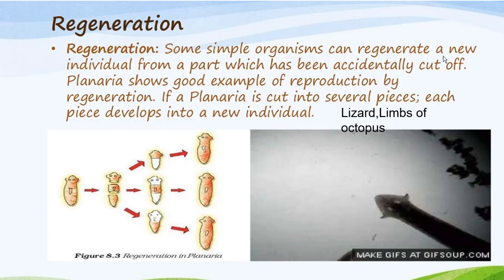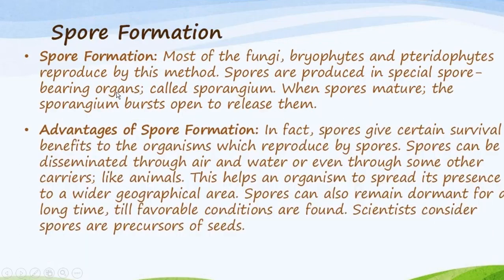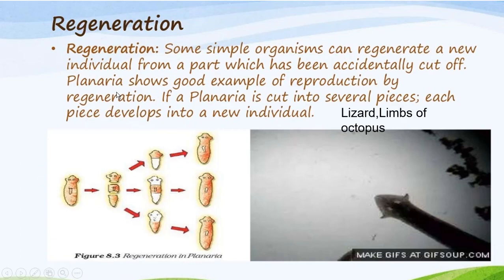It is when, by some environmental effects, it is cut into several pieces, and each piece has the capacity to develop into a new individual. A very good example of this is planaria. So please remember the examples. As I said earlier also, biology is incomplete without examples and diagrams. Planaria is a very good example of regeneration. You have a few other examples you can see on the screen.